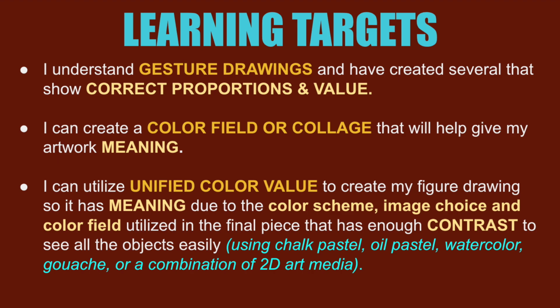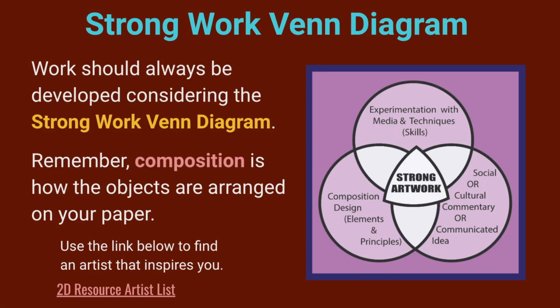Just like other units, we're going to be utilizing the strong work Venn diagram, where you combine composition elements such as the rule of thirds and elements and principles with experimentation of media and techniques, and try to include a cultural commentary or communicated idea. There is a resource artist link in the bottom so that you can get some inspiration from other master artists.